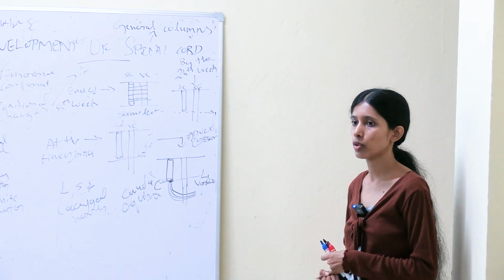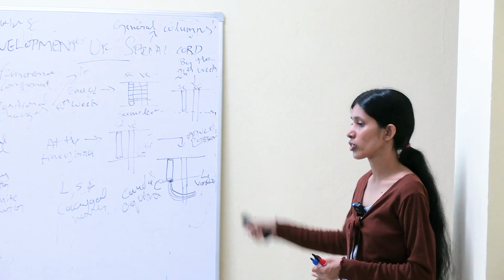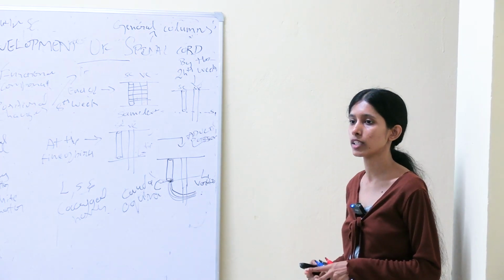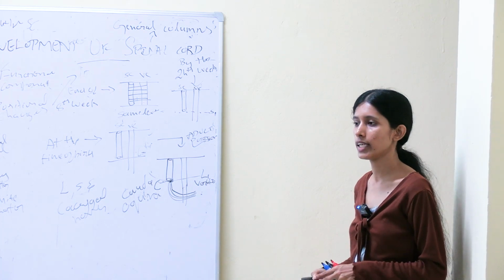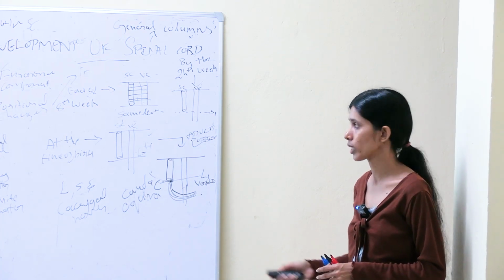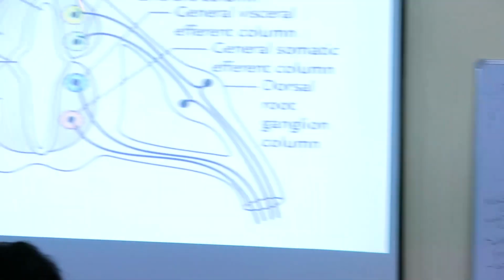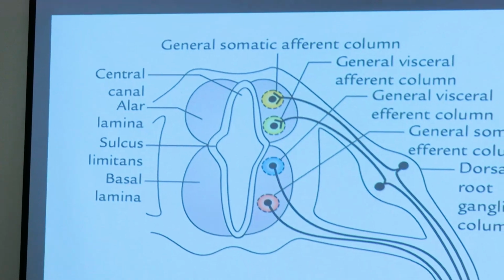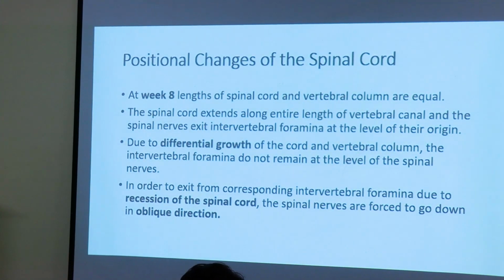You have to write about the histogenesis, followed by the functional component and positional changes. For clinical anatomy you should mention the defects of the neural tube, that is anencephaly and also spina bifida. So, this is the columns diagram. Positional changes of the spinal cord.